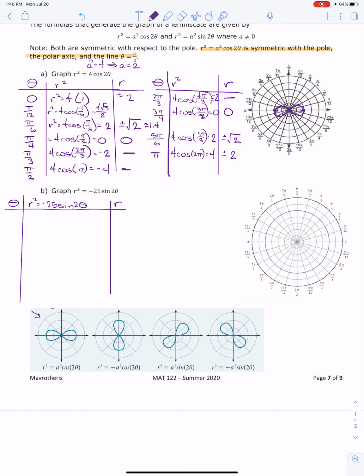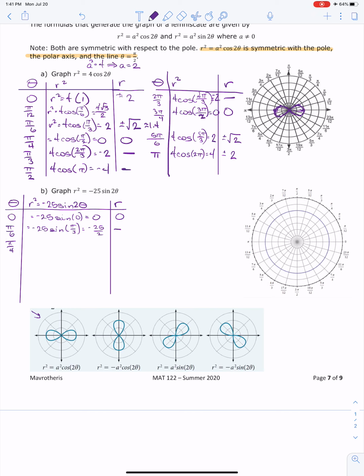So what are we going to plug in first? 0. Sure. Negative 25 times the sine of 2 times 0 is still 0. Sine of 0 is 0. Okay. So I get a 0. Pi over 6. I got negative 25 times the sine of 2 pi over 6, which is pi over 3. Sine of pi over 3 is positive 1/2, so this gives me a negative 25 over 2. That's not going to work.